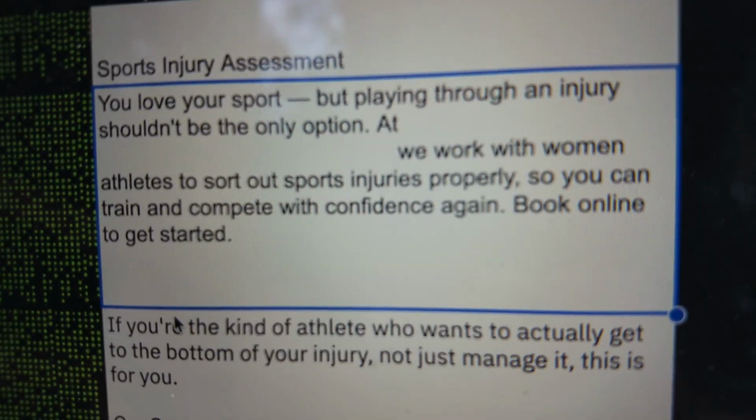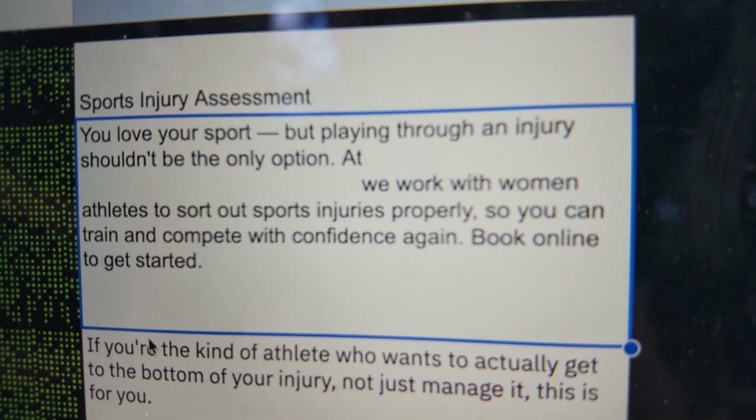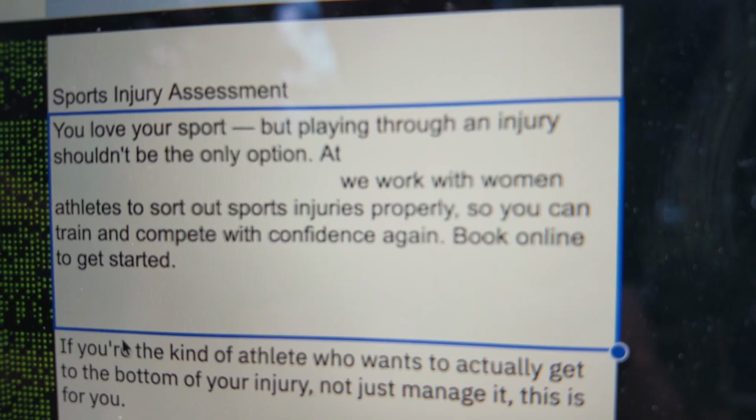This is from one of the ads. This is one of the scripts that we had: "You love your sport, but playing through an injury shouldn't be the only option." Now, that may sound fine, because to you, that sounds great. Yes, we can help people who are in a sport and struggle through injuries, and we can help them overcome knee pain, back pain, whatever that injury is that person is dealing with. And yes, that is 100% right. But I'm just going to read you that first line again. "You love your sport, but playing through an injury shouldn't be the only option."